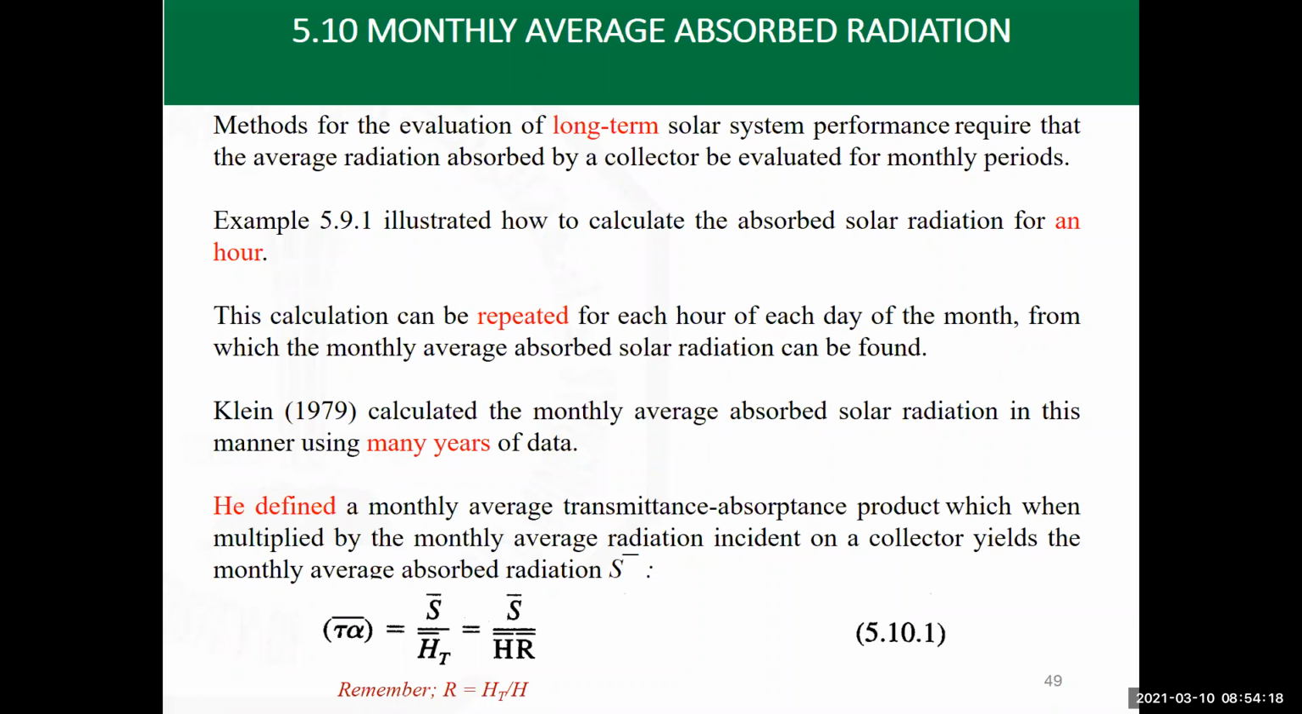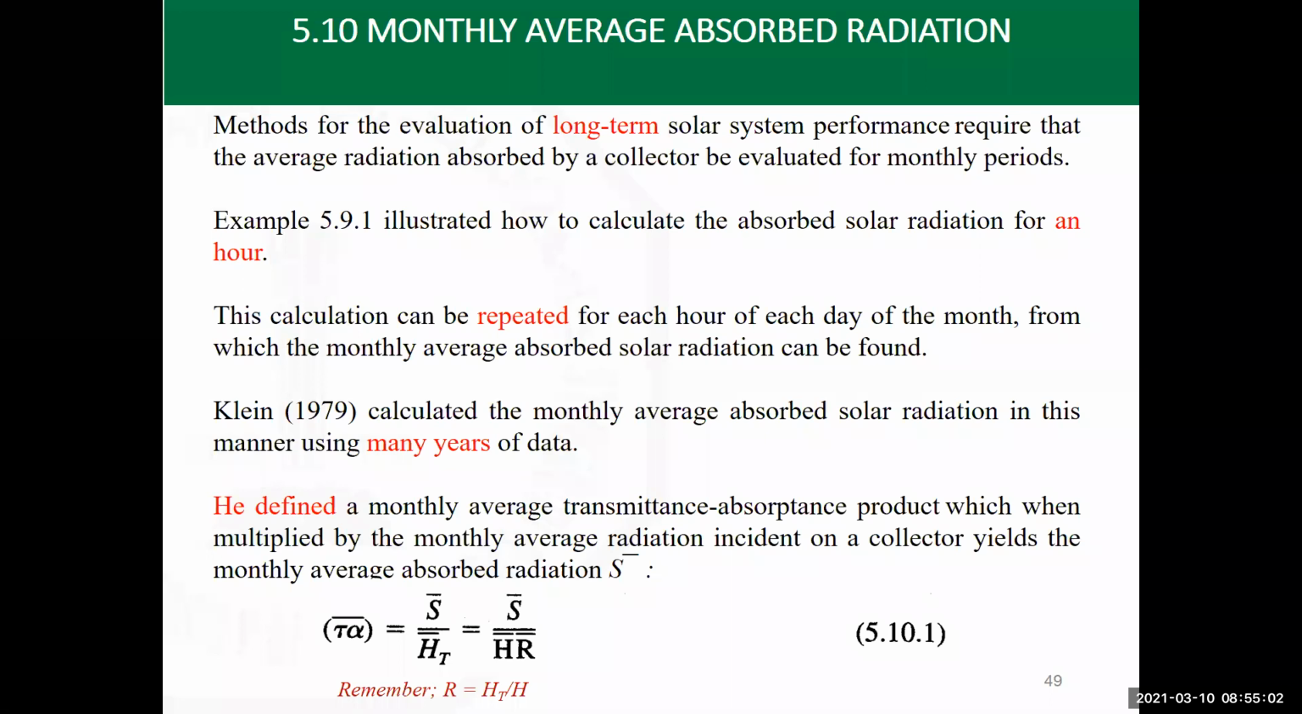And this has been thought of and done by Klein in 1997, where he calculated the monthly average absorbed solar radiation in this manner using many years of data. And he came up with a procedure which appears to be an acceptable one with good accuracy. He defined a monthly average transmittance absorptance product that can be multiplied by the monthly average radiation incident on a solar collector, HT, the radiation on the tilted surface, so that we can get the value of S, which is the average amount of radiation received on a surface on a monthly basis.